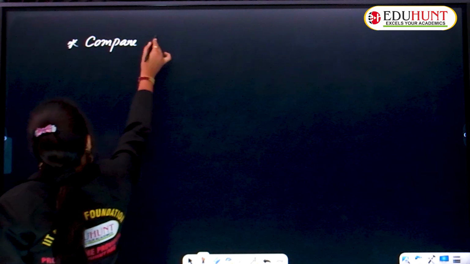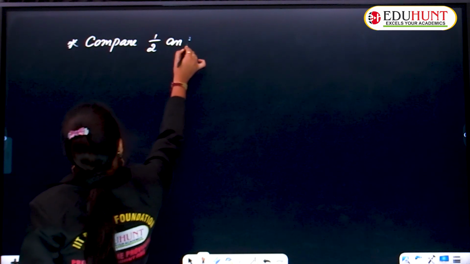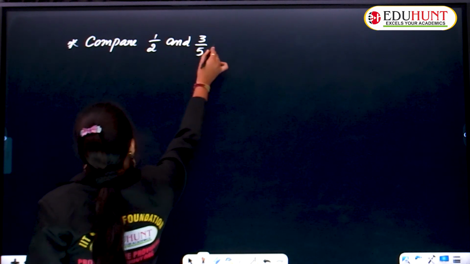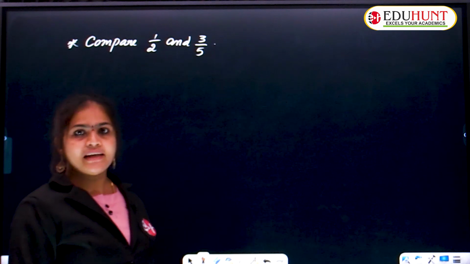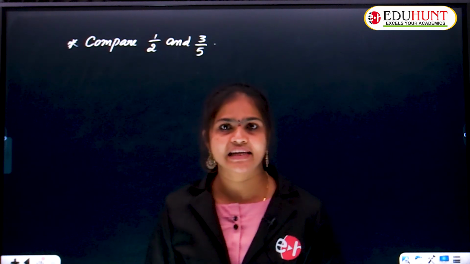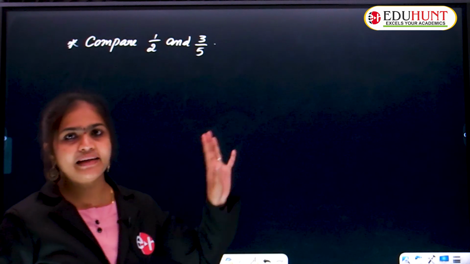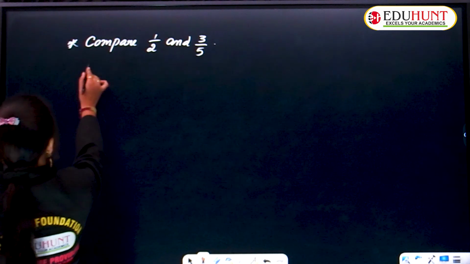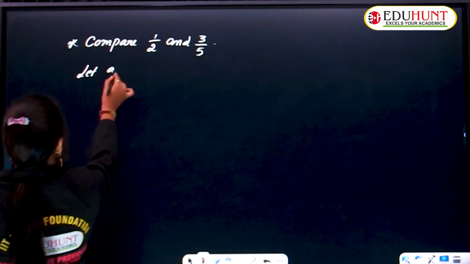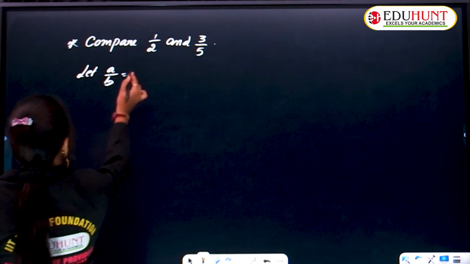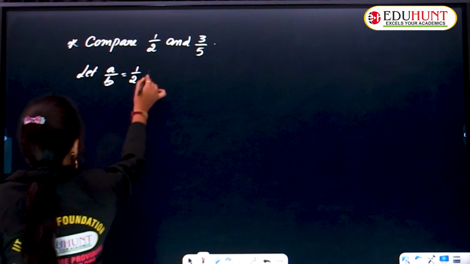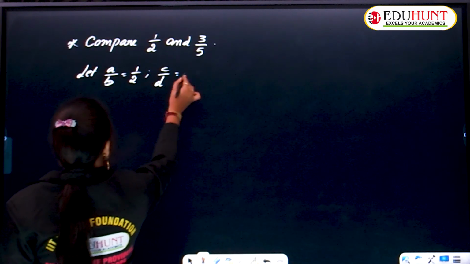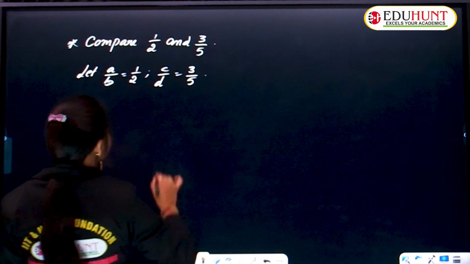Compare 1 by 2 and 3 by 5. Here two rational numbers are given. What are those? 1 by 2 and 3 by 5. Now how do we compare these two? Let A by B be the first fraction, that is 1 by 2, and C by D be 3 by 5.